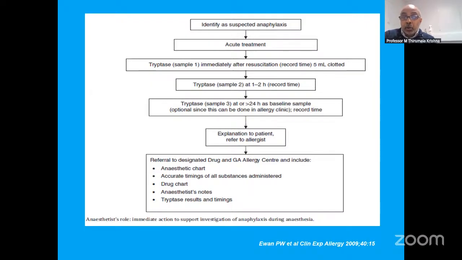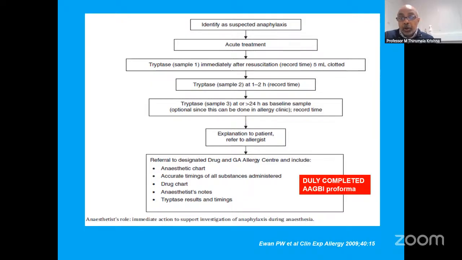As I said to you, you can still have anaphylaxis without a dynamic increase in tryptase, although in most cases with true anaphylaxis, you would get an acute rise in tryptase. So once you have done all that, the pathway in the UK is to make copies of the anesthetic charts and make a good summary of the perioperative event and refer the patient to an allergy specialist.